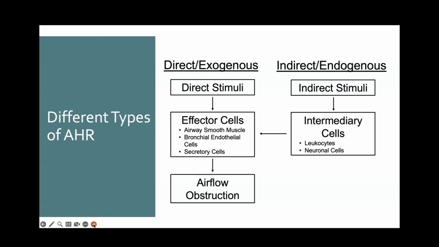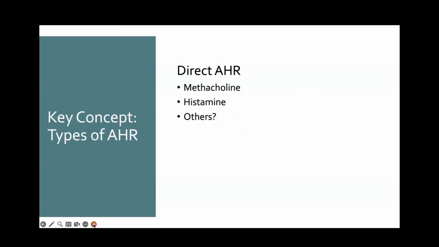hyperresponsiveness is not very susceptible to baseline lung function. It's generally thought that you're releasing much more powerful bronchoconstrictors. So oftentimes people can start with normal lung function and then drop down with these very powerful bronchoconstrictors.